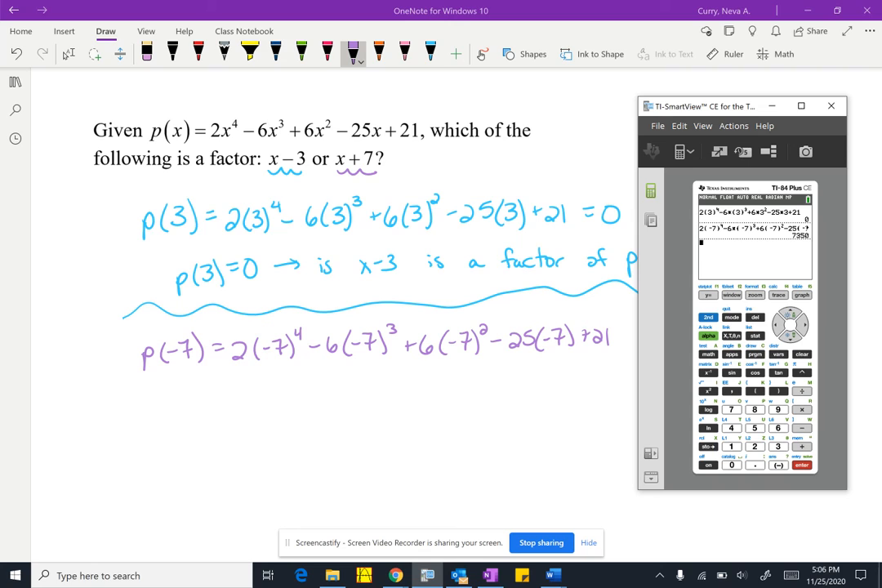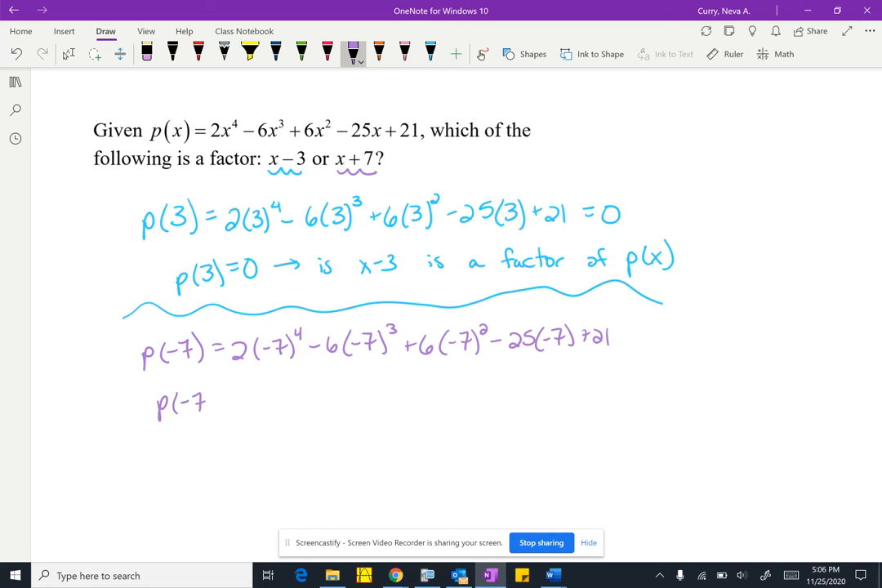And if I get this, whoo, that's a really large number, which is not 0. So that tells us it is not a factor. If we had divided the polynomial P of x by x plus 7, this would have been our remainder, this really, really large number, 7,350. So P of negative 7 equaled 7,350, which does not equal 0. Therefore, x plus 7 is not a factor of P of x.